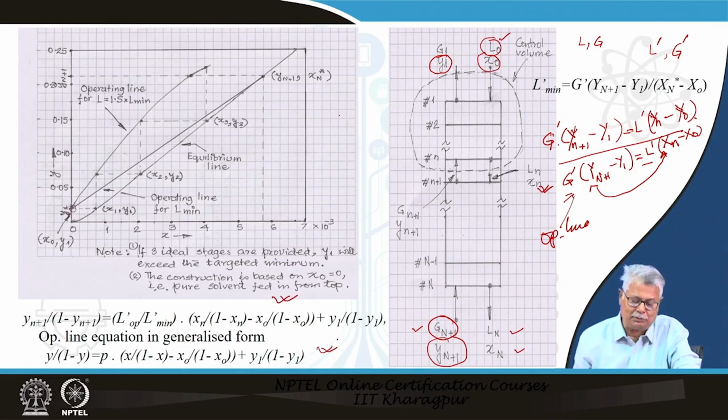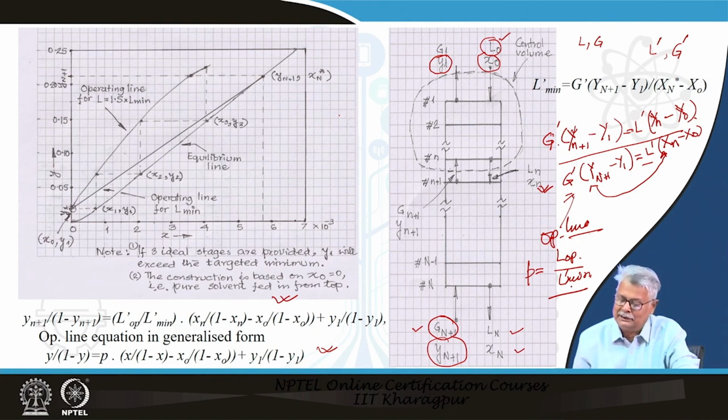Now there is one more thing that we have to keep in mind. This is for a particular value of your L operating, and here we are using a parameter L dash operating by L dash minimum, which is equal to P, which is also a design input. So in order to have this, we need to find what exactly is the L dash minimum. L dash minimum is the minimum flow of solvent required in order to remove this much quantity of solute.